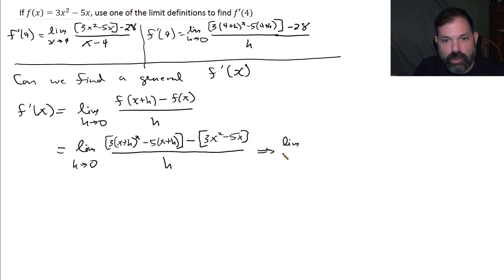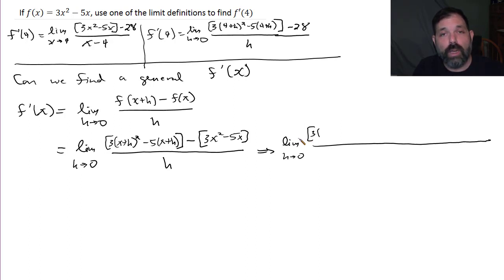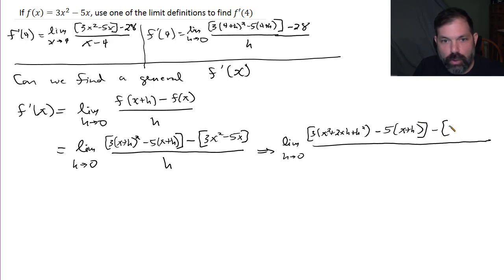This becomes the limit with h approaching 0. I'd have 3 times x plus h squared. That's x squared plus 2xh plus h squared. So I'd have x squared plus 2xh plus h squared. And I'm not going to distribute yet. I'm going to leave this second term alone.